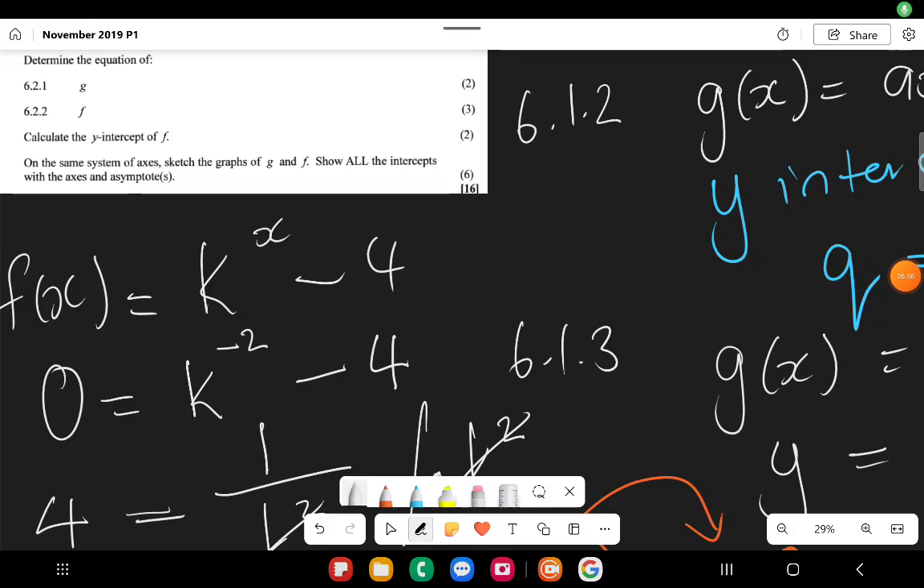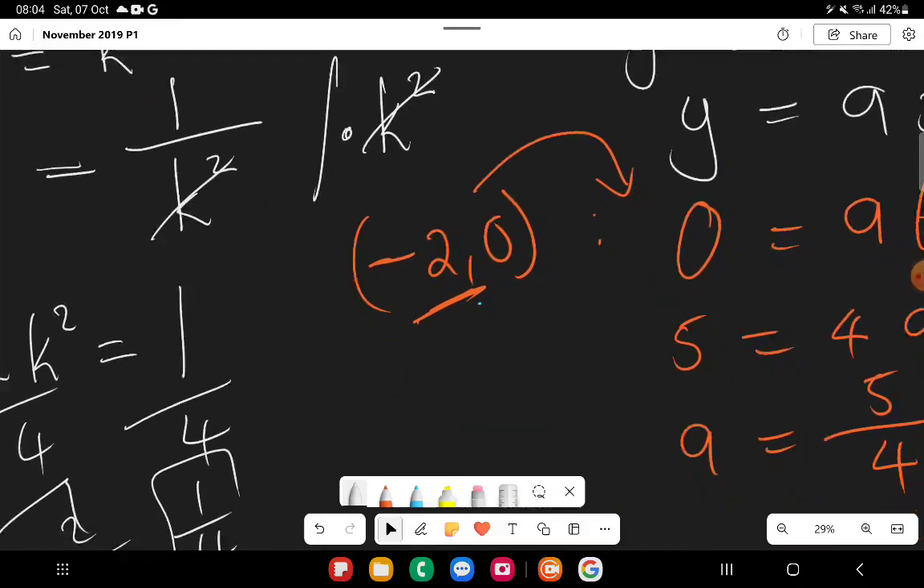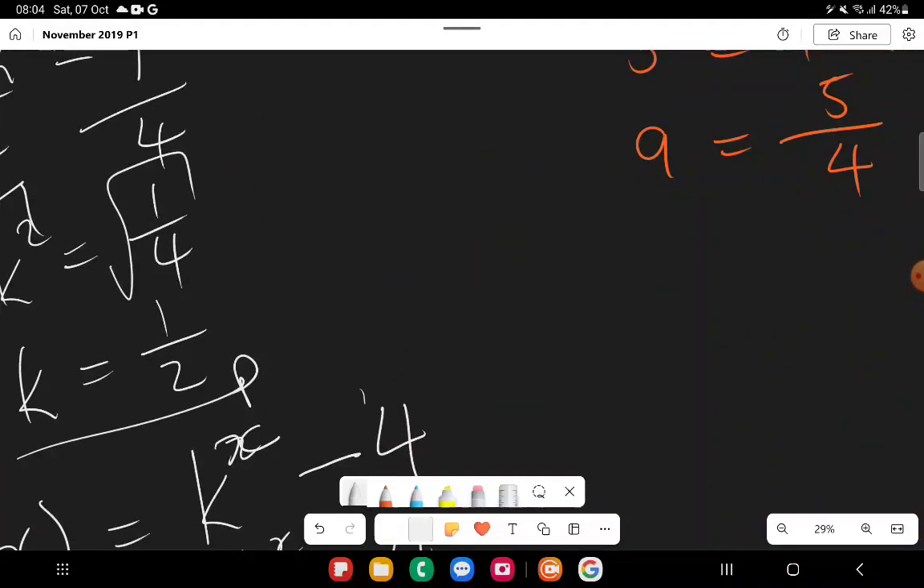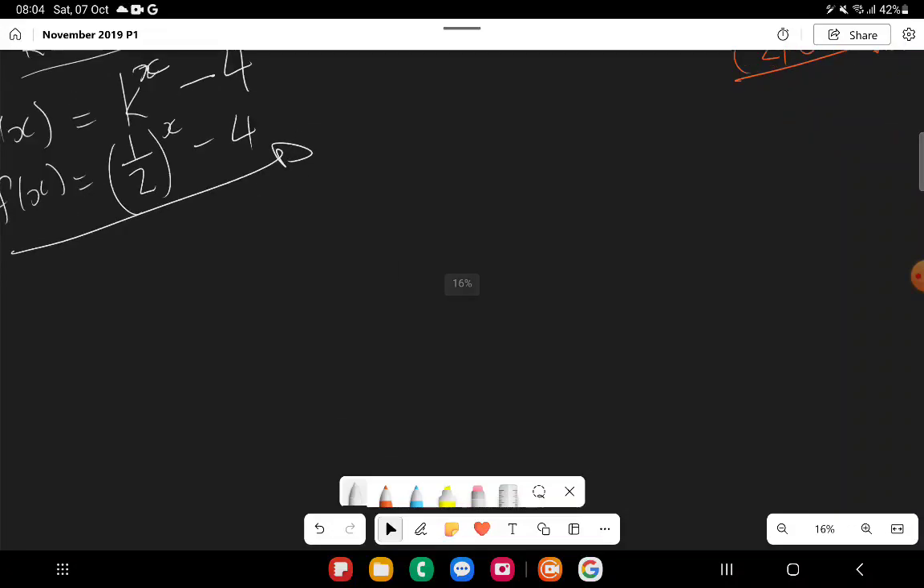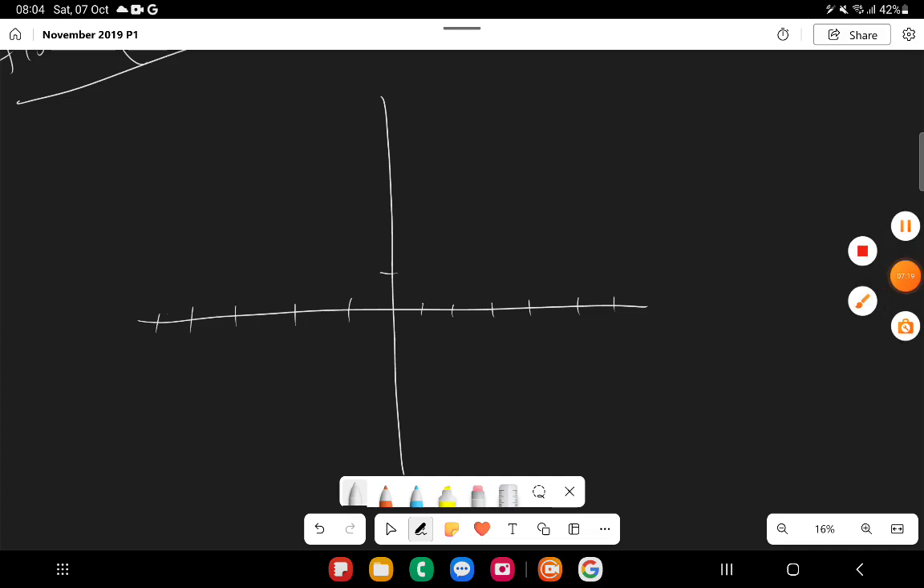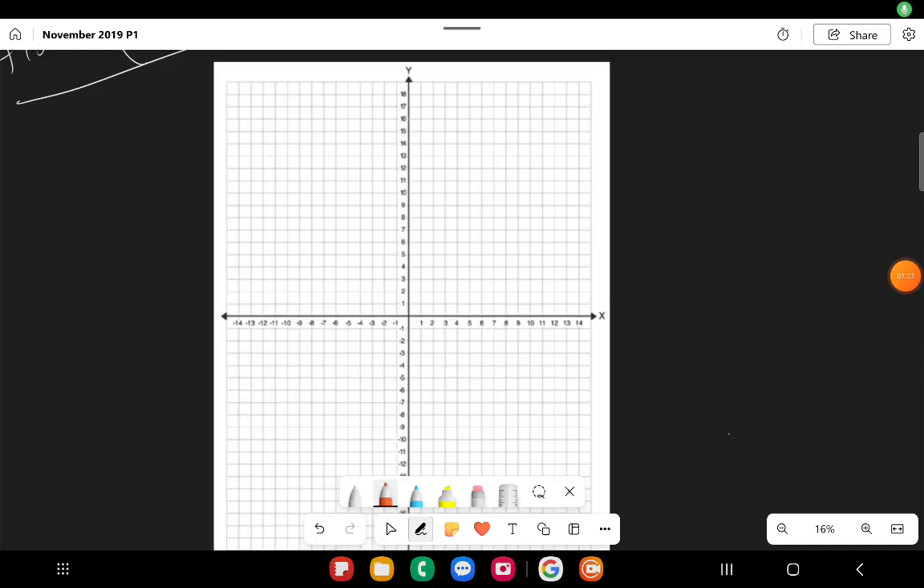The last question says, on the same set of axes, sketch the graph. Mine's going to be inaccurate because I am not using graph paper. Yours needs to be accurate. I'm going to try and be good about this. Oh, already I failed miserably. Let me get graph paper. All right, I managed to get some graph paper.